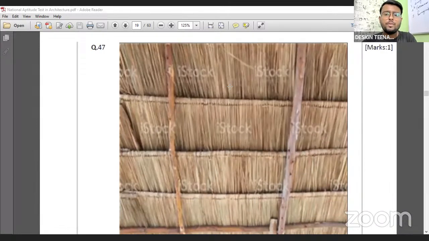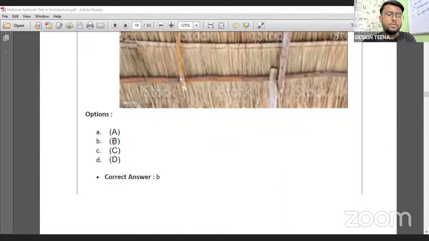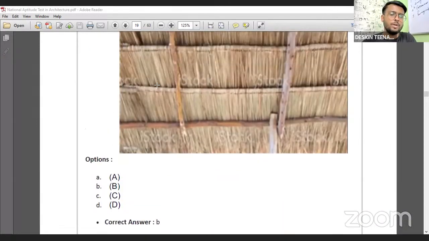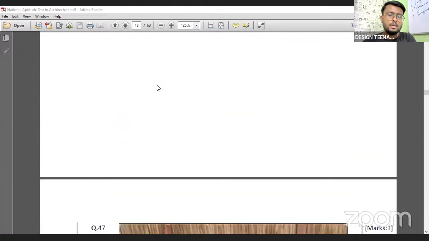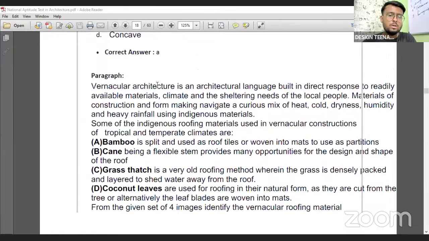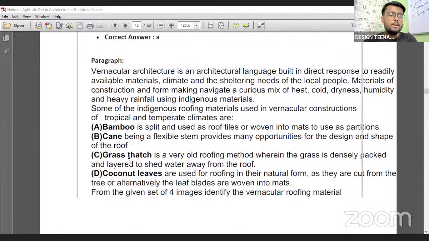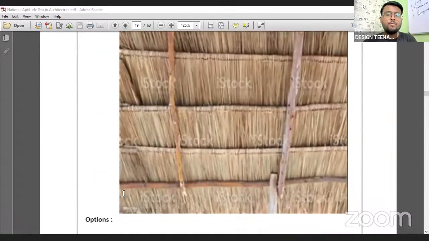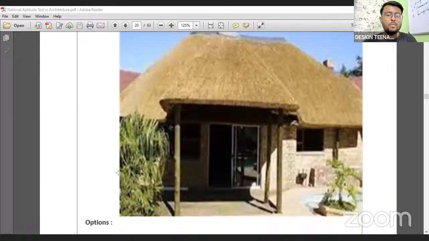Now over here they have given you this, and they have asked you to identify what is being used mostly. So what is cane used for? It's a flexible stem that provides opportunity for the design and shape of the roof. So where do you need a design and shape of the roof? On the interior part. So cane is the right answer for that. Now after that, if we move on, we have this one.